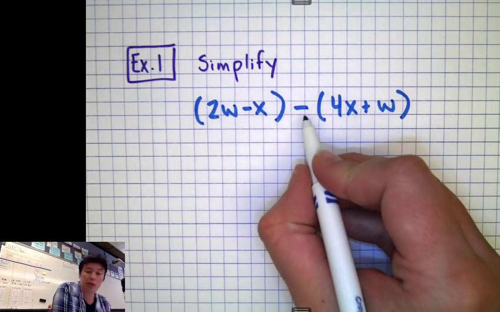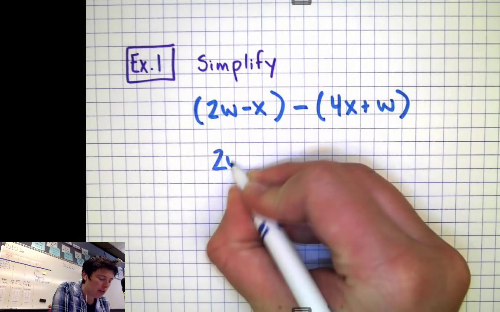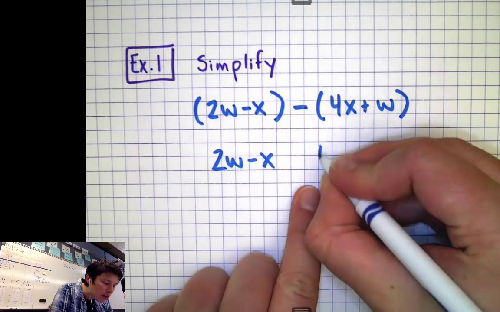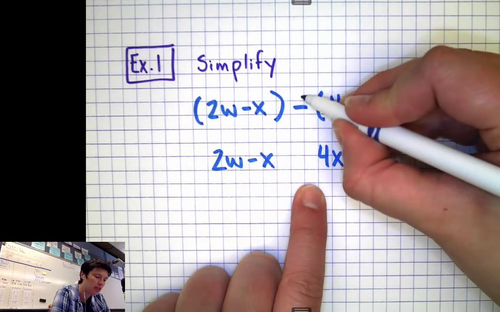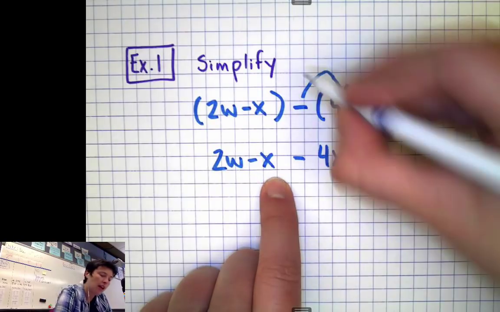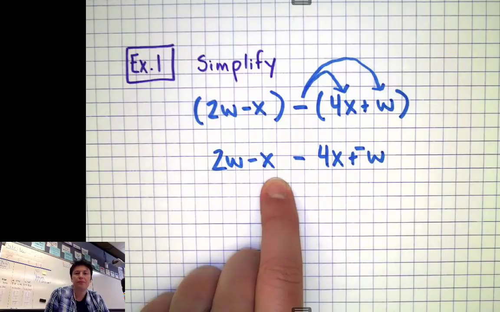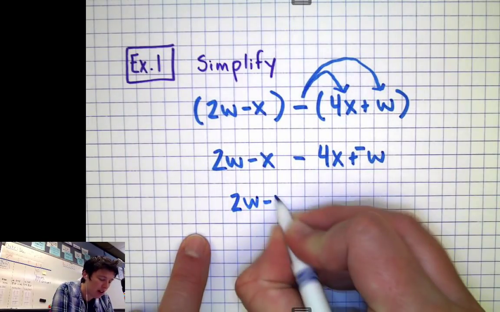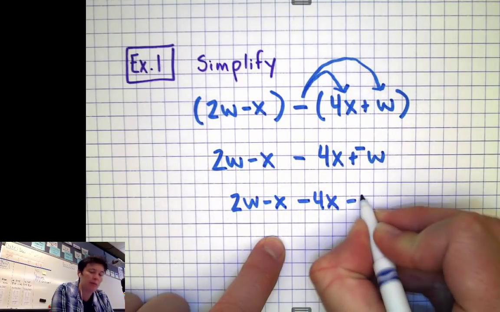I see that there's a subtraction involved here. So the first parentheses is just 2w minus x. I've got nothing to do there. But the second one, this 4x plus w, is going to change because of this minus sign. We're actually going to subtract the 4x, and we're going to subtract the w. So it's actually 2w minus x, that's the first part, minus 4x minus w.